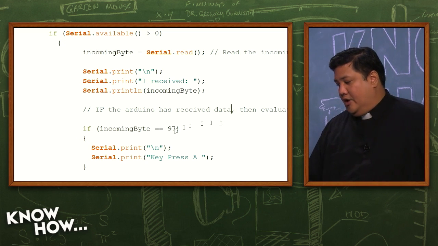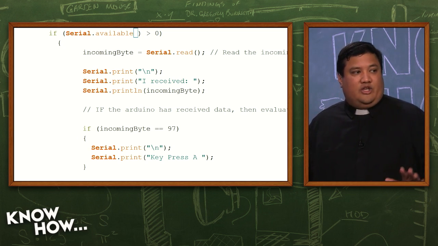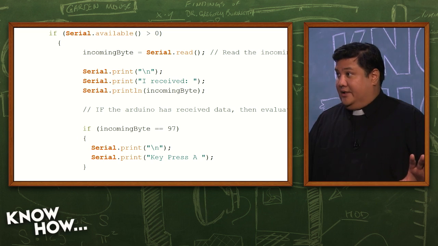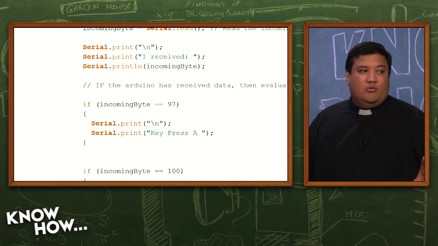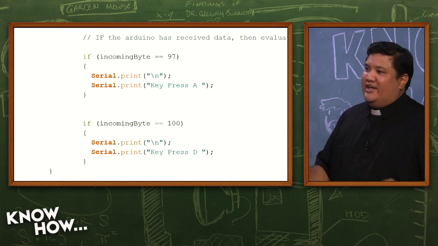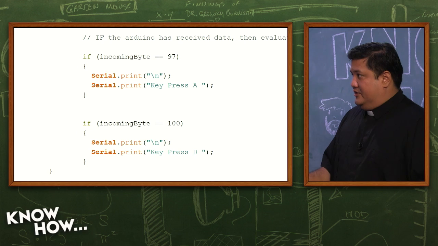Okay, so let's go through the code. Something was coming down the serial port. It went ahead and stored that value inside of incoming byte. And then it printed it back. That's what we just saw, right? Now I needed to do something with that, but I only wanted to do something if I pressed one of the keys that I actually have set for motion. So A or D?